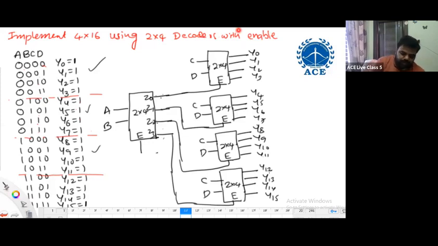Anyone has any questions? If you are understanding correctly, you can use it. We can have multiple enables also, Sai Kumar. Simply instead of considering, why I have used Z as output in the 2 to 4 decoder.